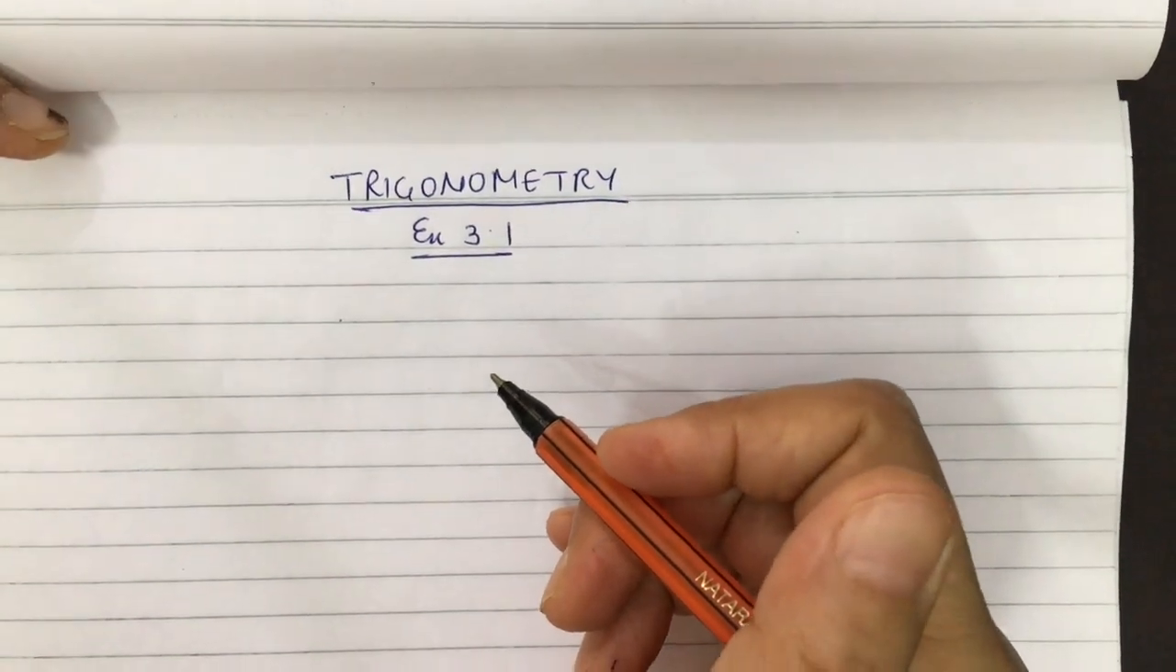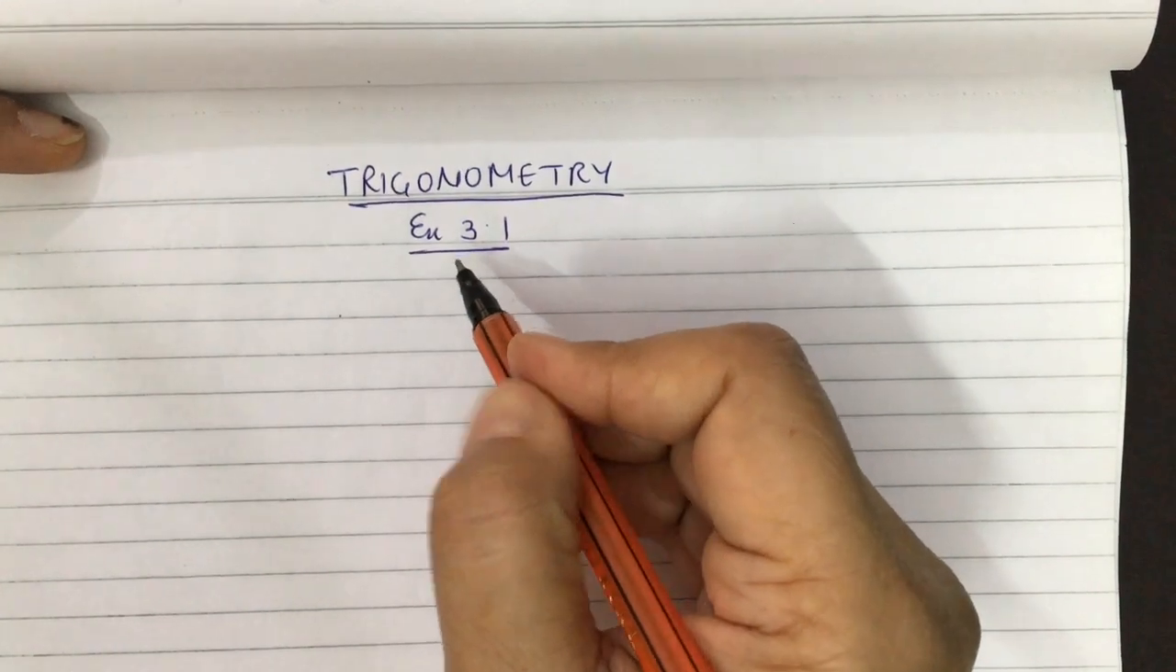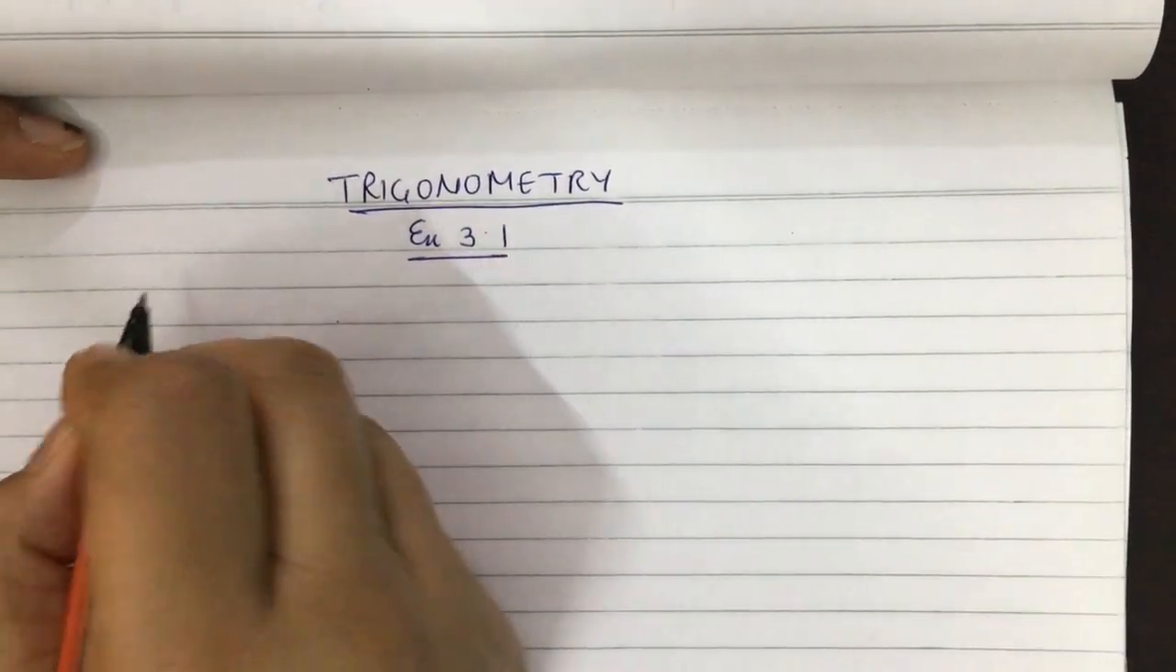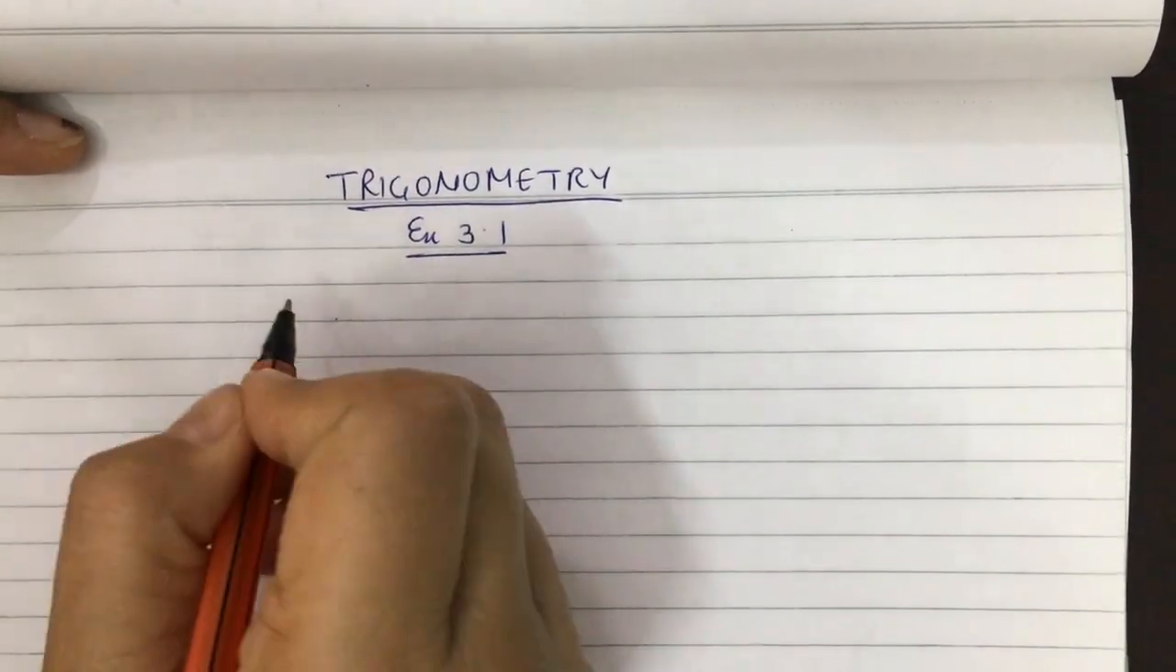Good morning. Let us start with exercise 3.1 today. The first question says: find the radian measures corresponding to the following degree measures.